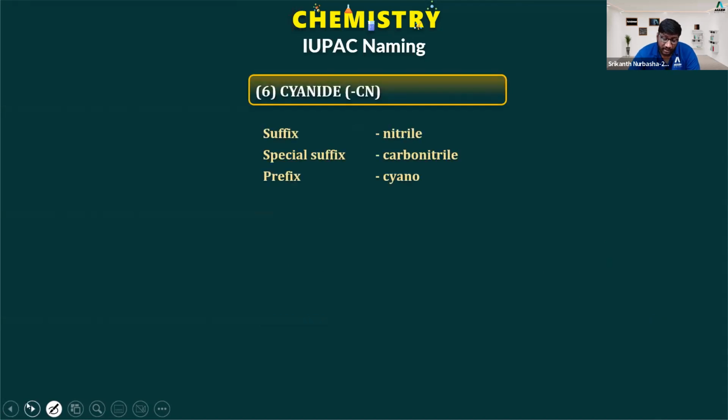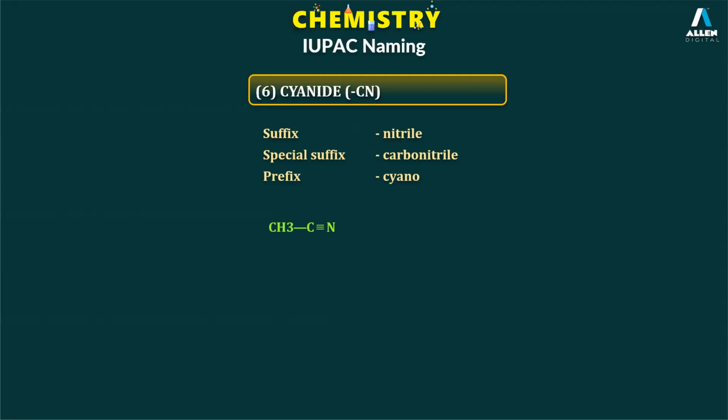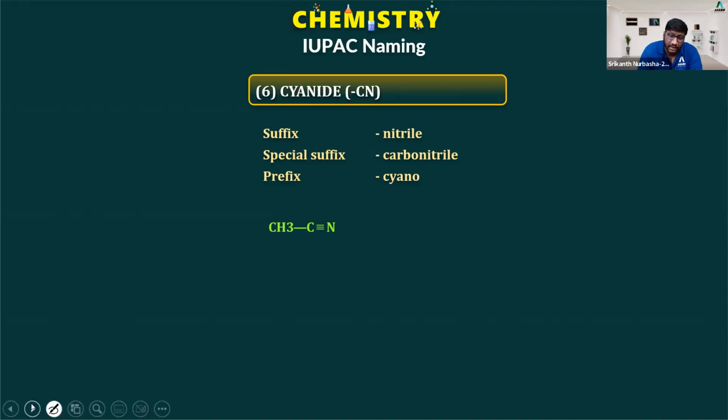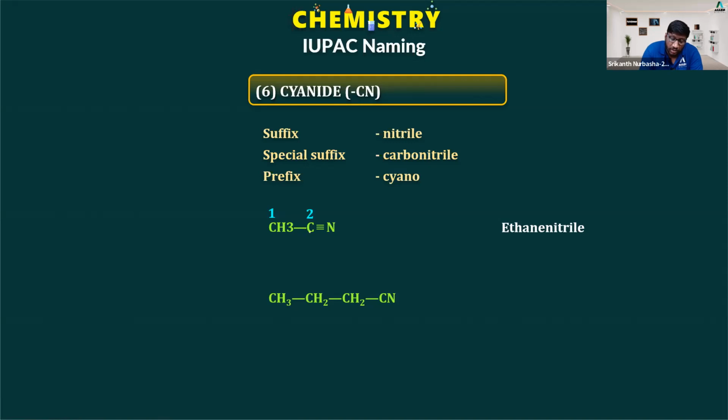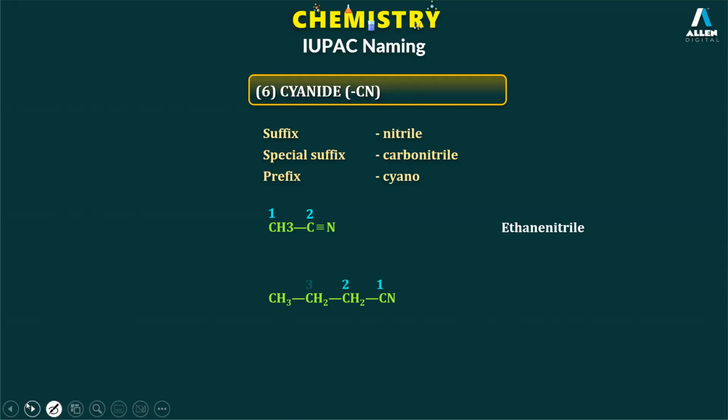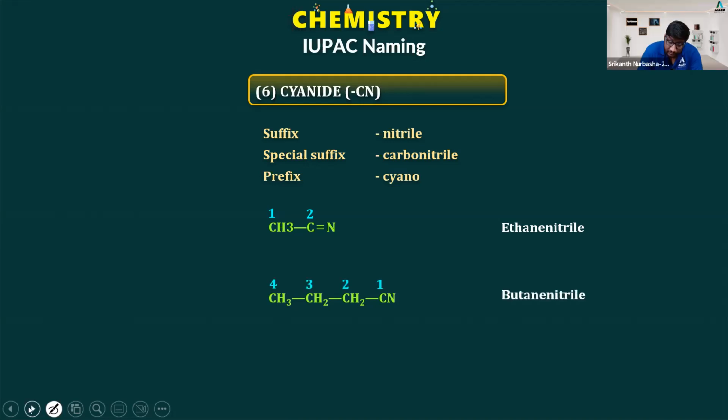Cyanide. Try to give numbering in cyanide. CH3, C triple bond N. What is the name? Ethane nitrile. CH3, C triple bond N is ethane nitrile. CH3, CH2, CH2, C triple bond N. What is it? Here you include the carbon of the nitrile also, you should include the carbon. So butane nitrile, right?